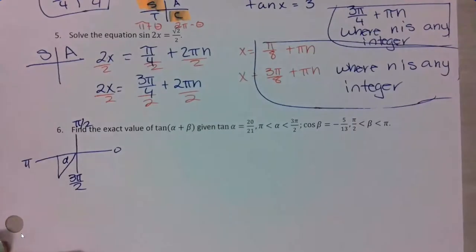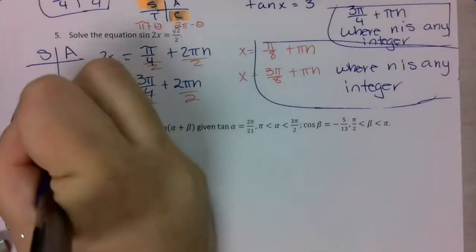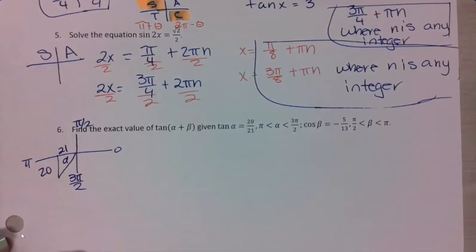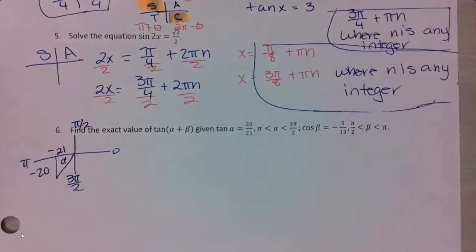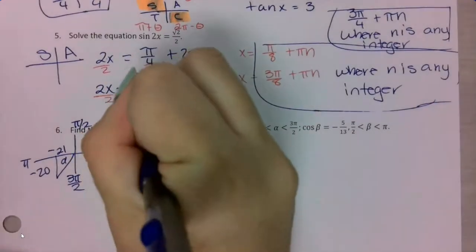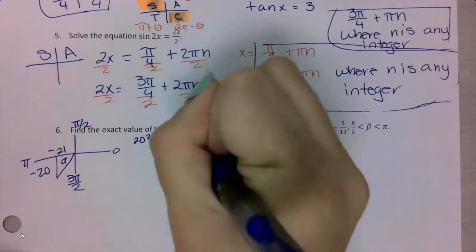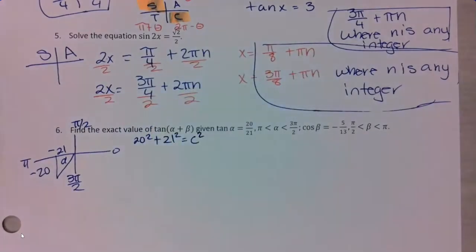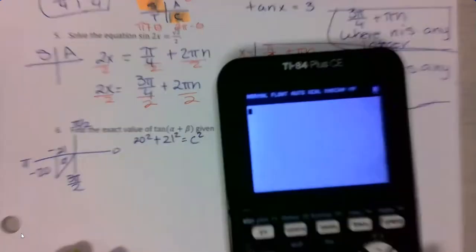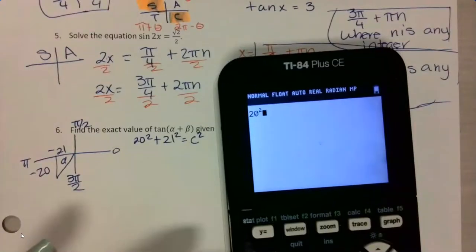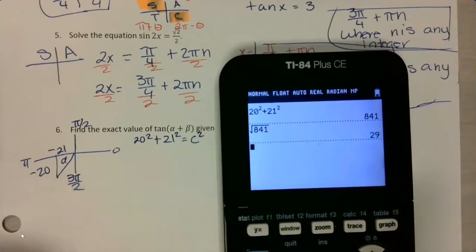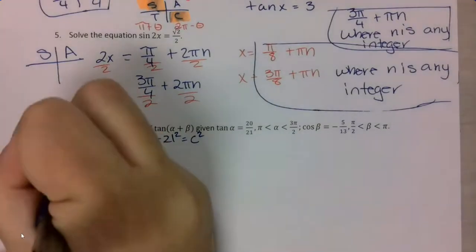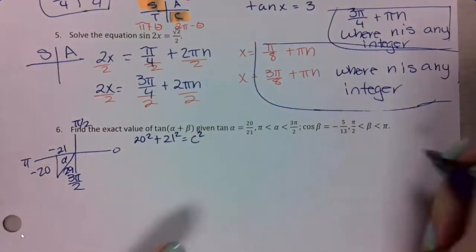Tangent is 20 over 21, so opposite over adjacent. Because I'm in the third quadrant, both of these side lengths are going to be negative. My missing side length is going to be 20 squared plus 21 squared equals c squared, because I have my two leg lengths. So 20 squared plus 21 squared gives me 841. Then I want to find the square root of 841, which is 29. So that's my hypotenuse.